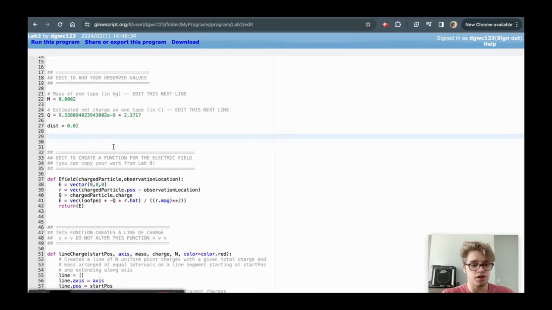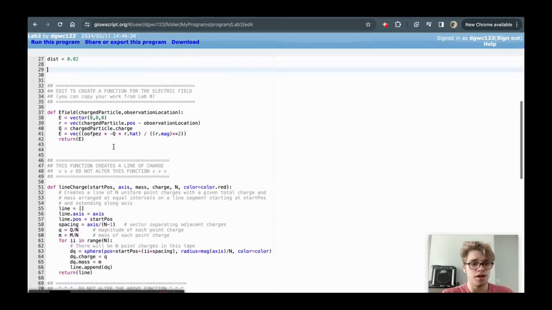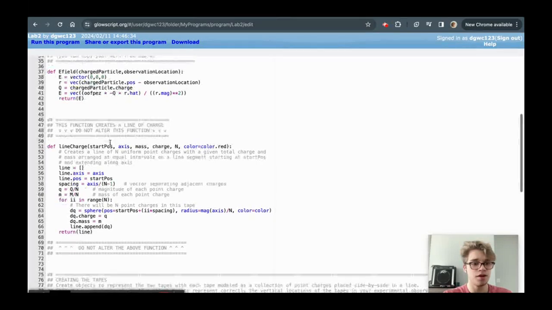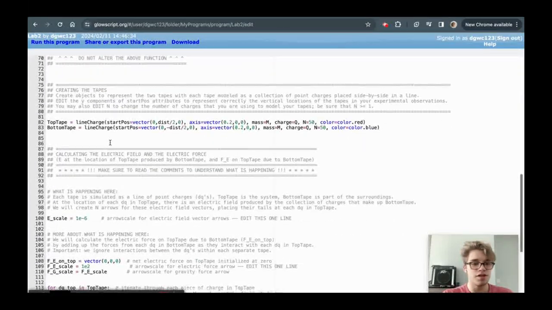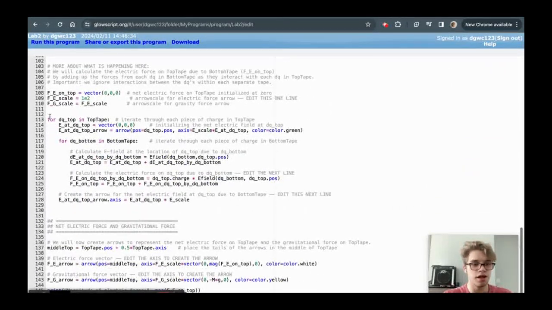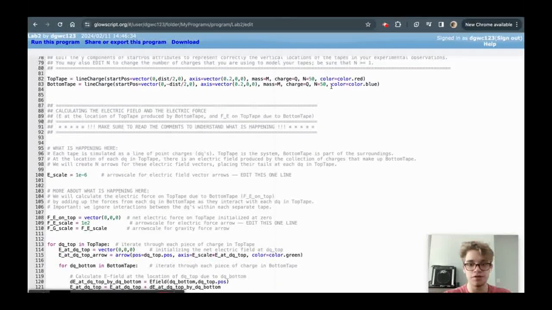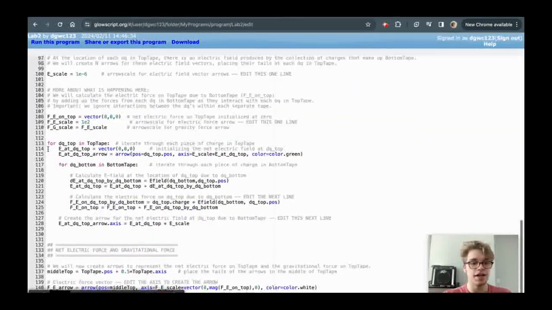The distance between the two charges, or the two tapes, sorry. This function creates an electric field. As you can see, this is simply Coulomb's law. This loop here is 2 nested for loops. This first iterates for every discrete point charge. In this case, I defined them to be right here, 50 separate point charges. It iterates through each one of them, so 50 in total.